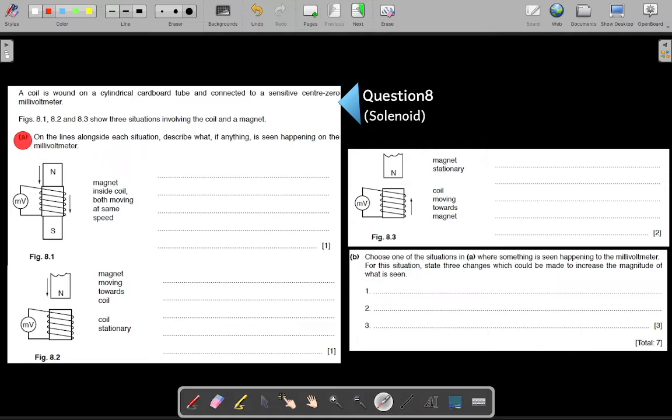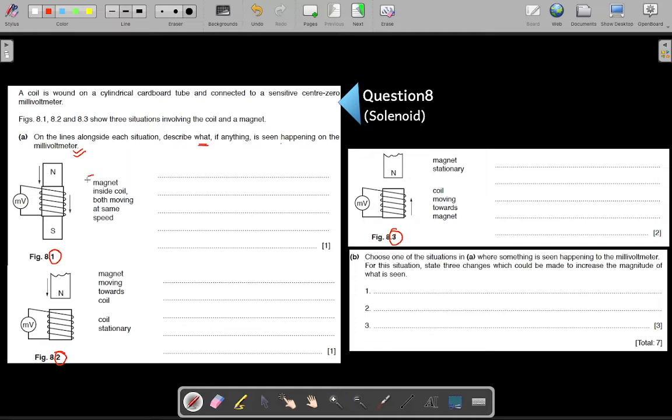Let us come to question number A. On the lines alongside each situation, so you have lines alongside each of the situations, situation 1, situation 2 and situation 3, describe what, if anything, is seen happening on the voltmeter. It is a 1-mark question each.